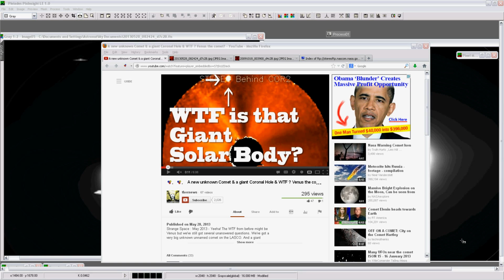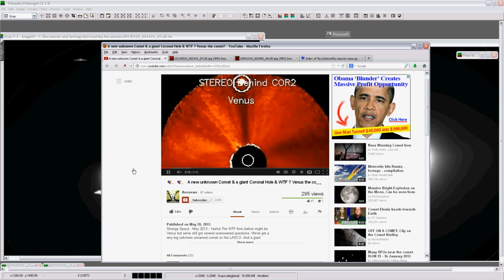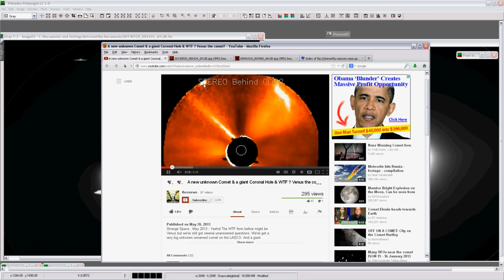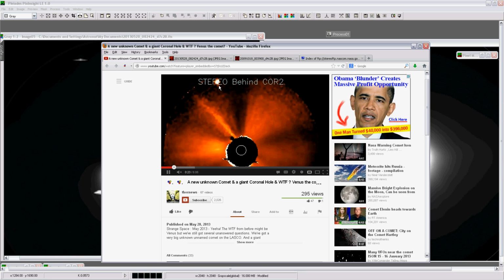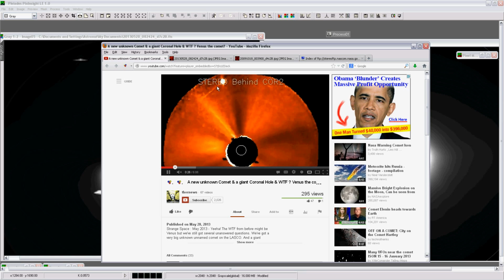Hi folks, today I'm going to be talking about this object which is currently seen on STEREO behind COR2. This is Venus, but Thor News has done a couple videos about it today, wondering first what it was, and once finding out it was Venus, he's wondering why is it so high in the image, why does it have what appears to be a tail, this spike coming down here, and why does it appear to have what he describes as wings, these horizontal lines which pop up.